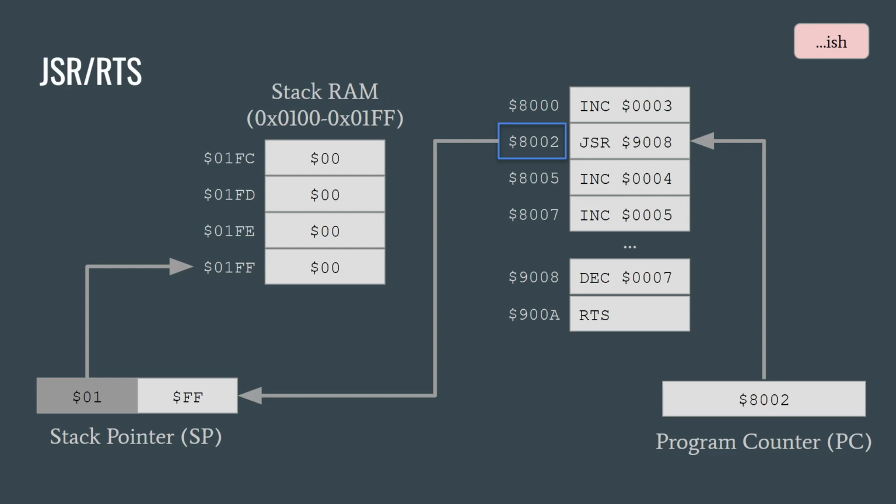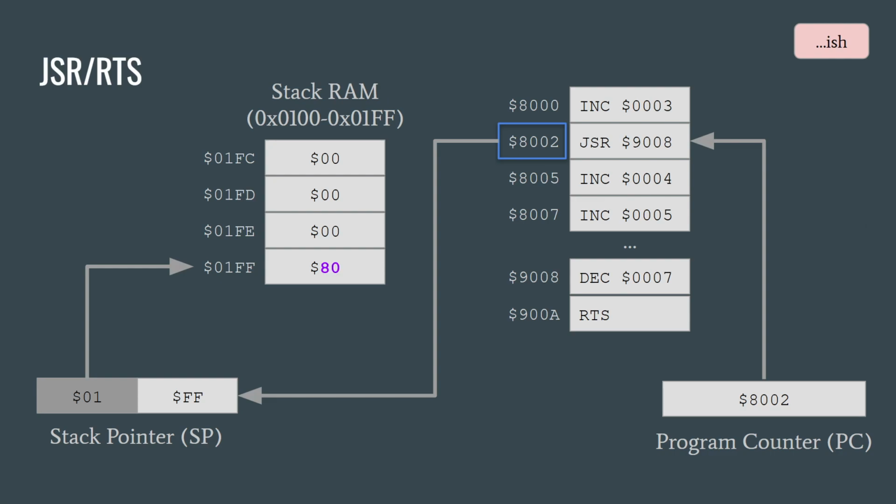At 8002, we have the JSR instruction with a value of 9008. What this is going to do is tell the ALU to jump to address 9008, but it's going to store the value 8002 onto the stack. So let's watch how that happens.